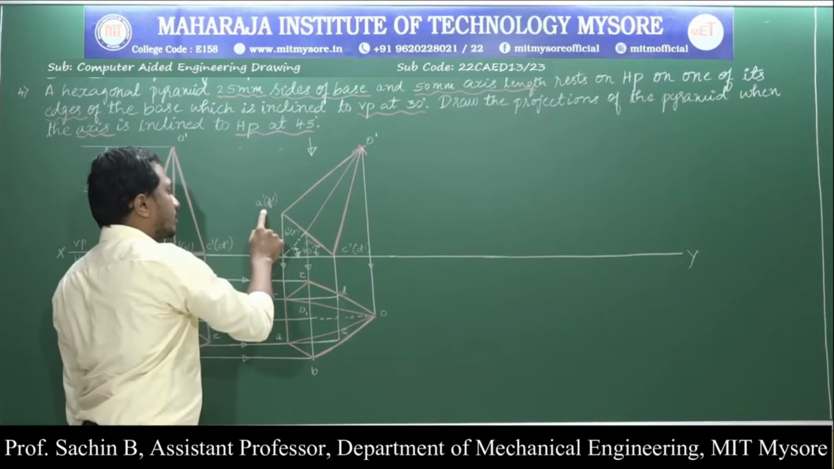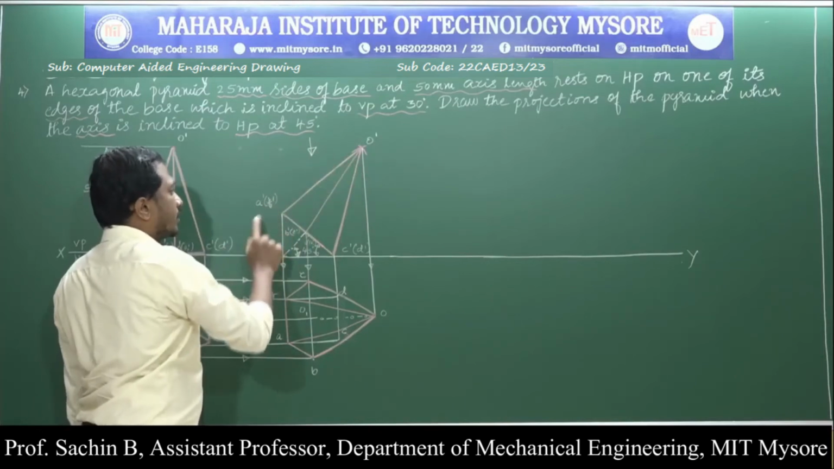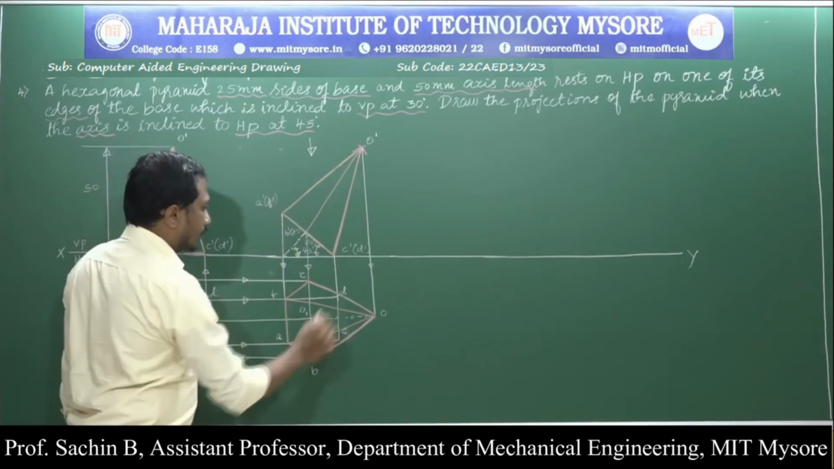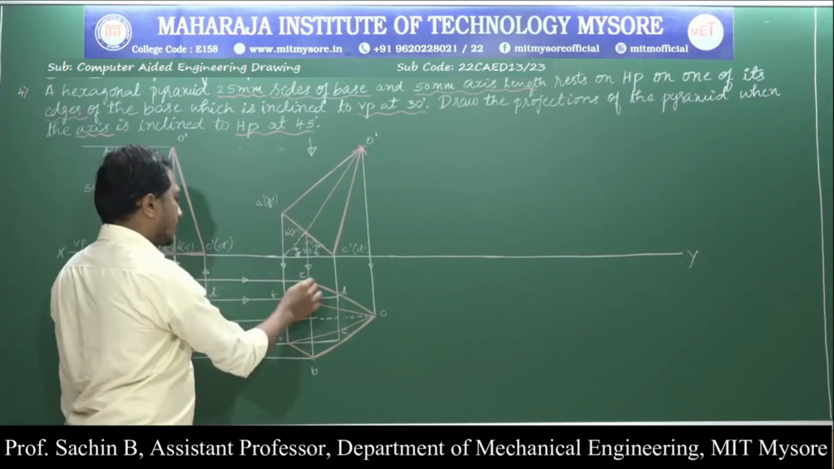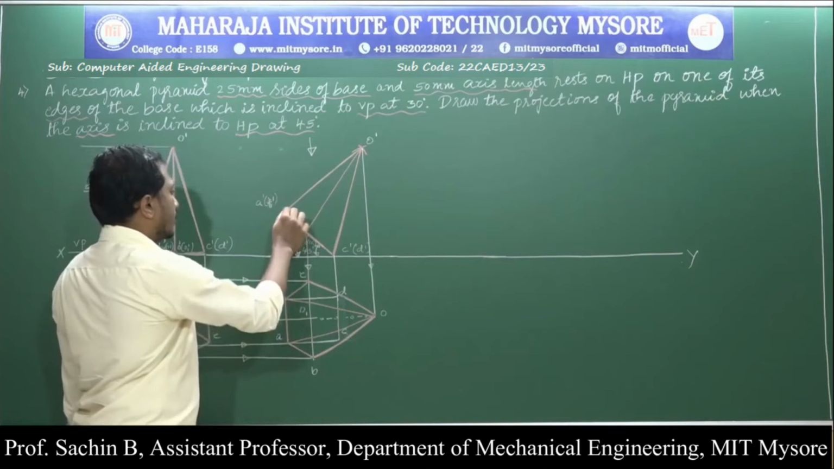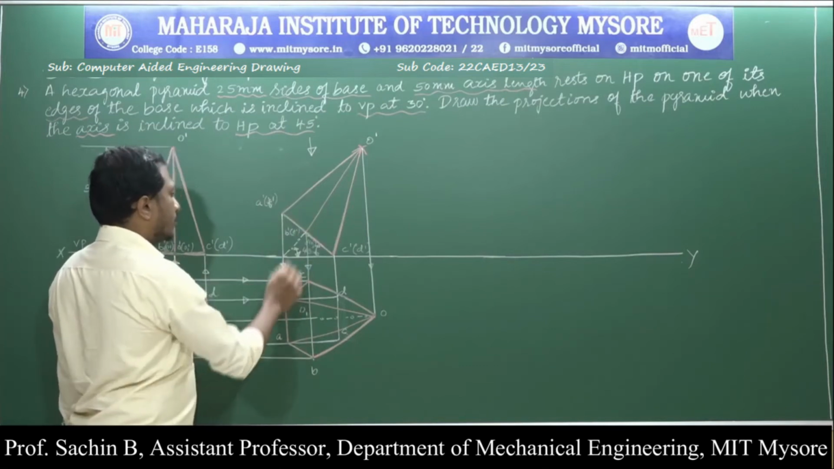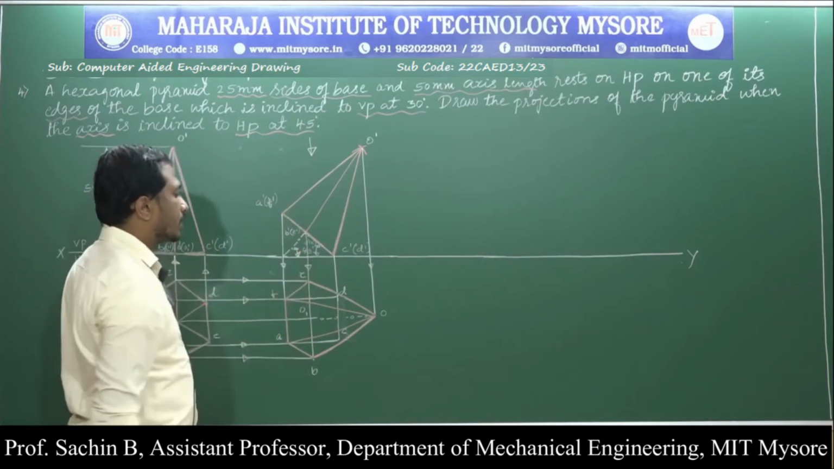According to it, O dash to A dash, O dash to F dash is clearly visible for us. I have written that. Next, from A dash to F dash clearly visible, that I have written. From A dash to B dash I have written. From A dash to E dash is clearly visible.